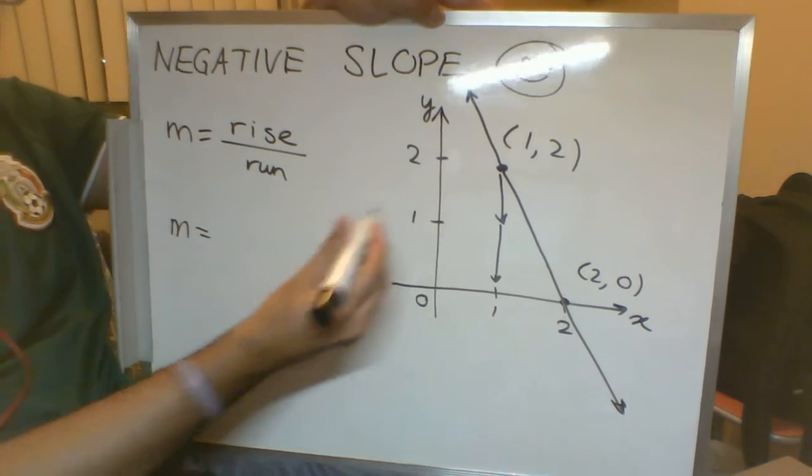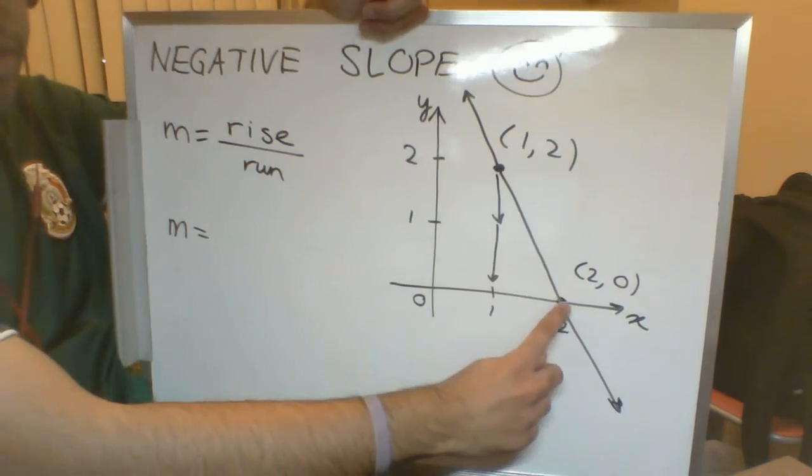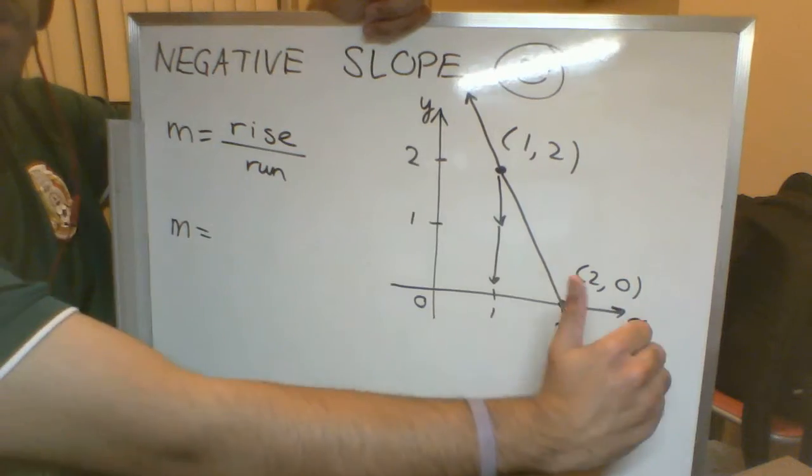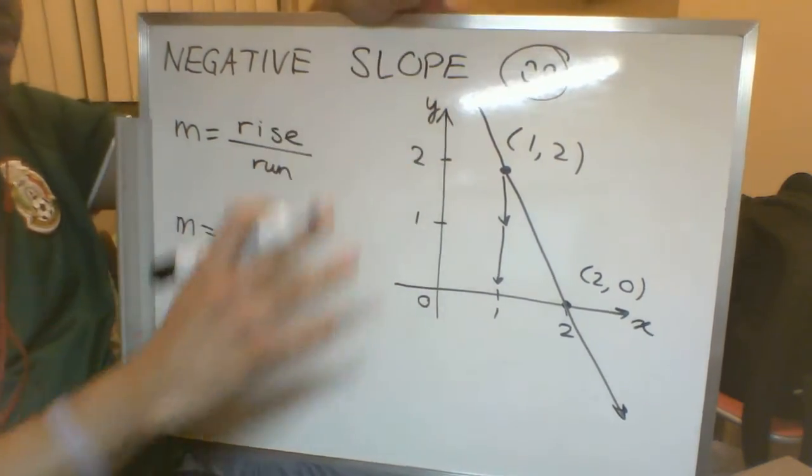The other way to think about it is that you're going from this point to that one, because then there's a rise, but then instead of moving right, we're moving to the left. So we'll think about it both ways.